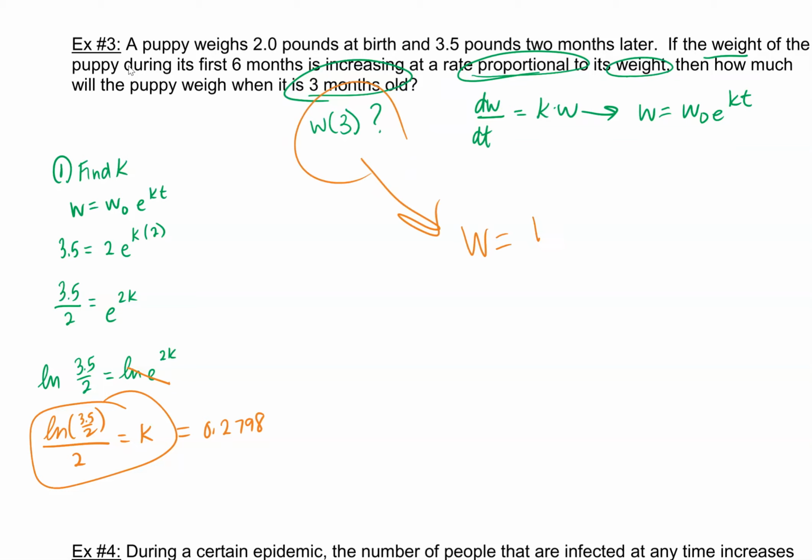W is equal to W naught times e to the 0.2798t. So it weighs 2 pounds at birth, so that's going to be a 2 right here. 2 times e to the blah, blah, blah. Okay, so 2 pounds at birth, e to the 0.2798 times 3 months. Plug this in, you'll see it is 4.630 pounds.